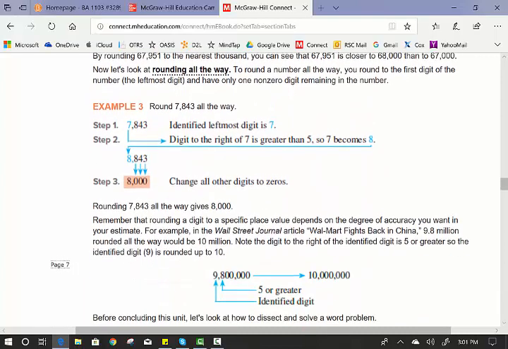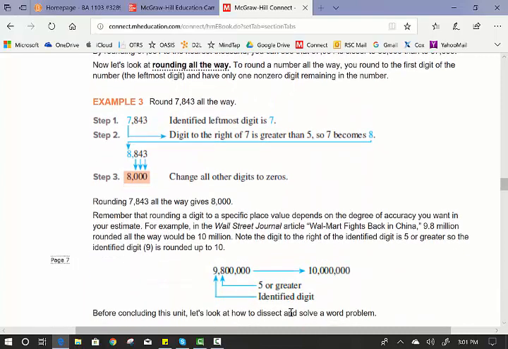Then finally, if we want to round 7,843, go to the thousands location and look one place to the right. Is it 5 or greater? Yes, 8 is greater than 5, so I'm going to change the 7 to 8 and then change all the other digits to 0. So now 7,843 is rounded to the nearest thousand of 8,000.